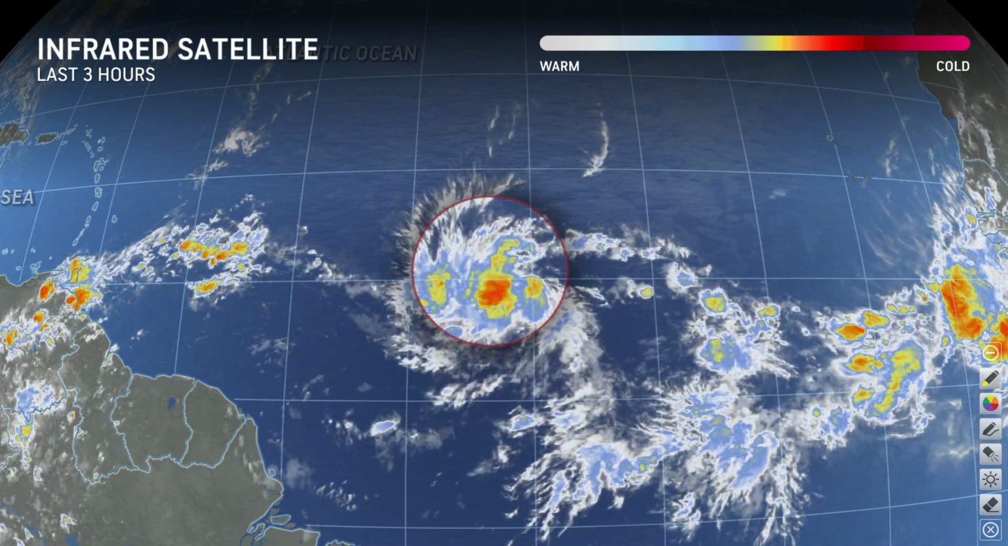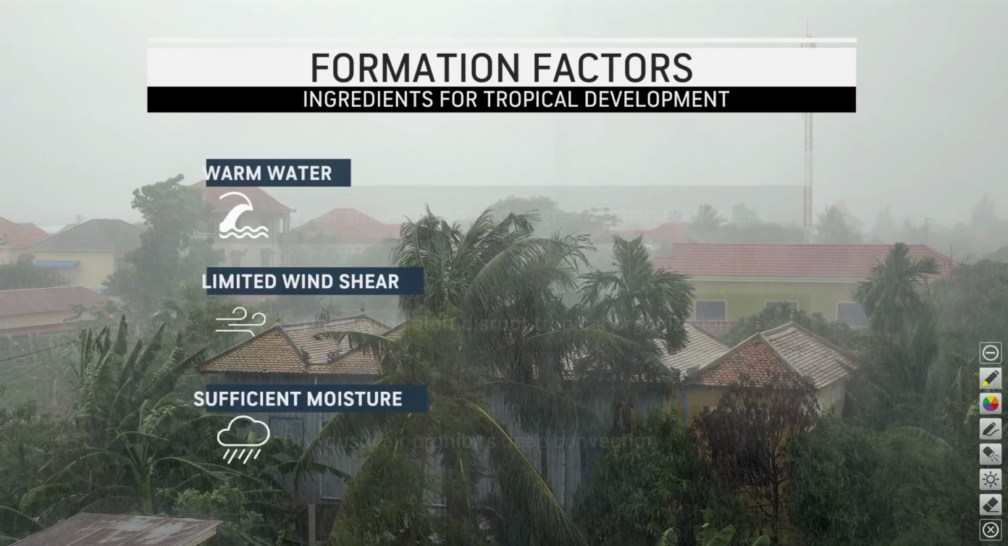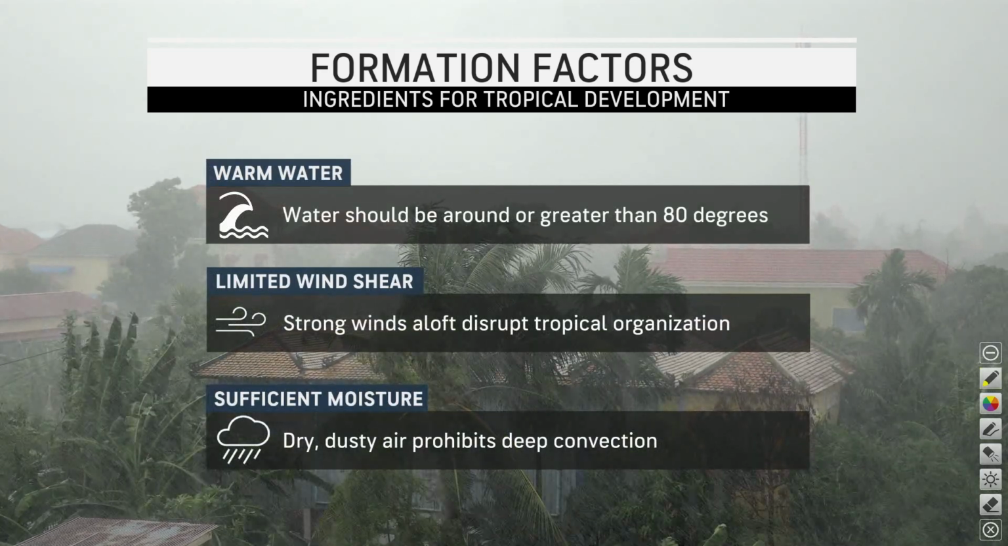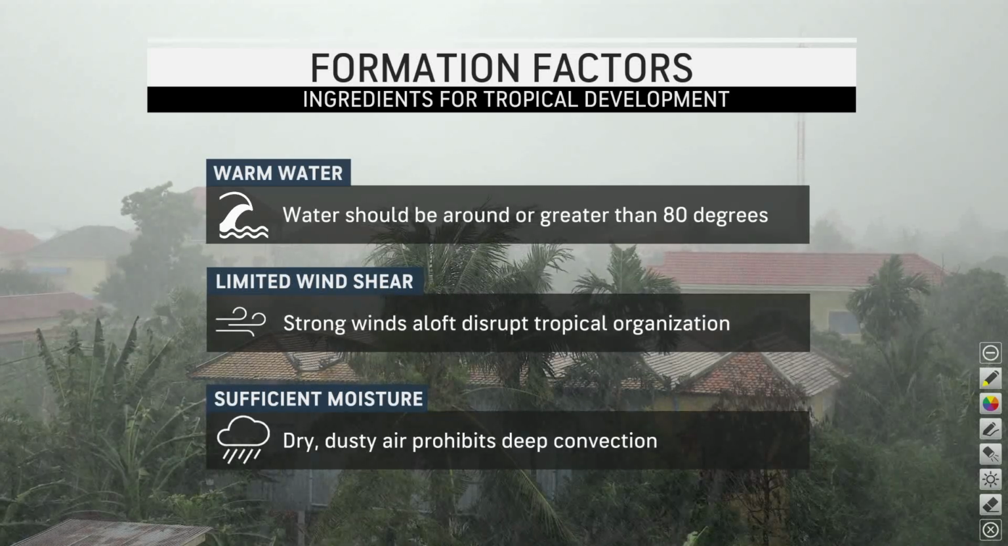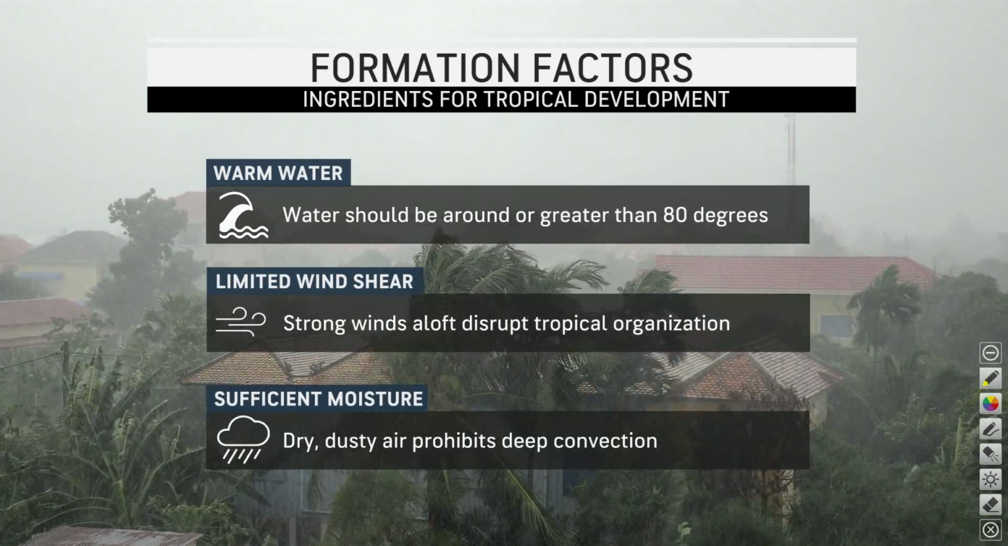Now, when we look at development, what do we look for? We look for these three key ingredients: warm water, limited wind shear, and sufficient moisture. If you get these ingredients, you're going to get tropical development. Let's take them one by one.